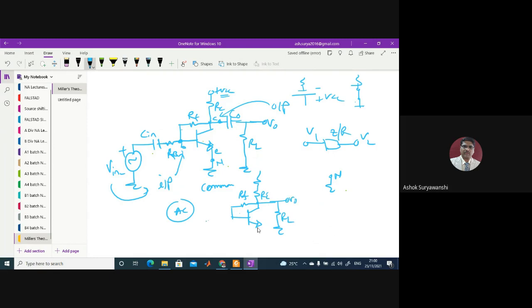This capacitor is going to be short. This RB will be there now, and this is your source, which is AC, which you have to amplify. So this is a very weak signal you want to amplify, and then your emitter is grounded here.